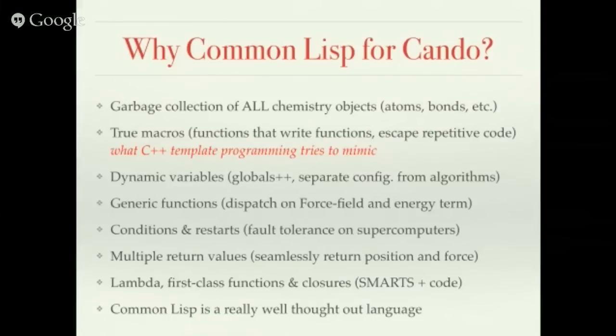Generic functions. I can write functions that dispatch not on just one class, but multiple classes of multiple arguments. Often I want to call a function with a particular energy function and a force field. I realize I'm spinning a little bit out of stuff you work with every day. There's a bunch of other features in Common Lisp that are great for chemistry, and I'd love to go into more detail about that with anybody who asks.